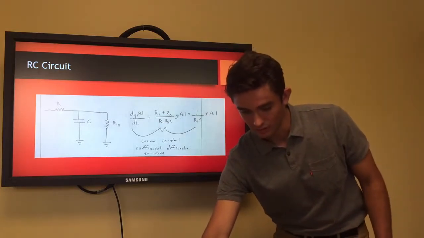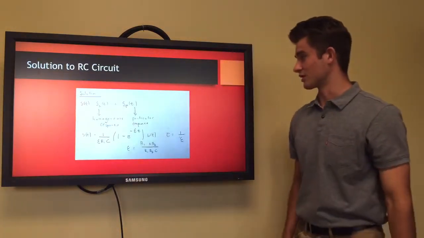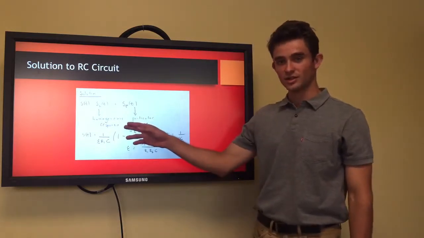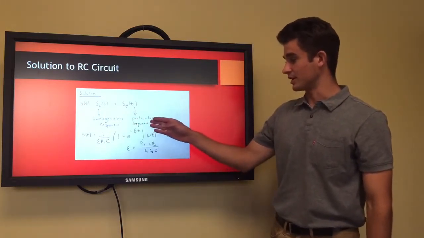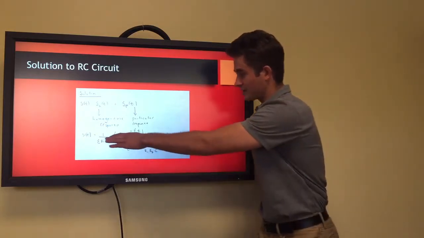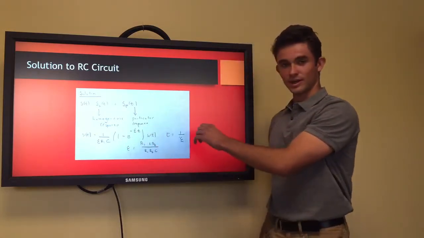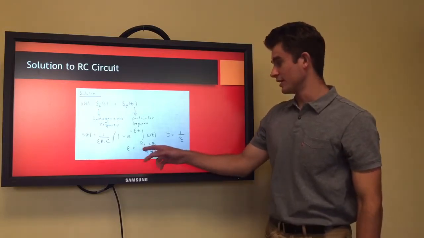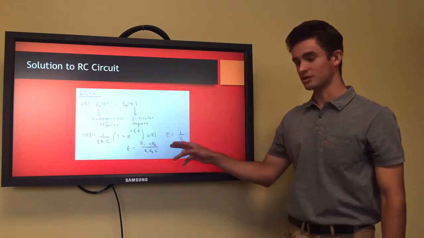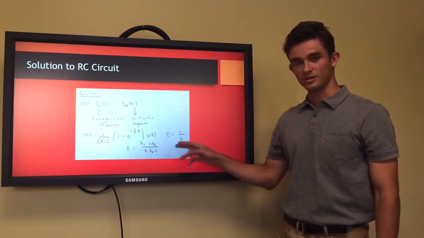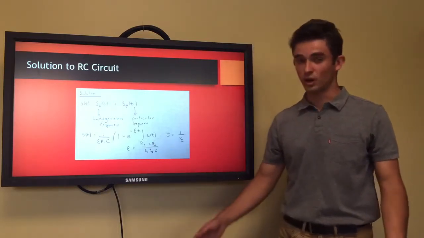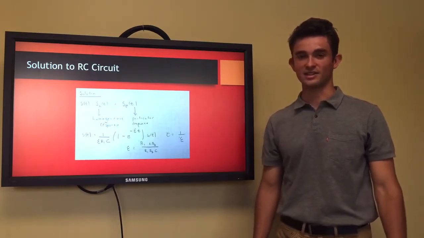So now, what is the solution to this RC circuit? From that differential equation, you're going to get a homogeneous response and a particular response, and this is the actual solution. Epsilon is defined as R1 plus R2 all over R1 R2 C. And this 1 over epsilon is equal to the time constant tau.